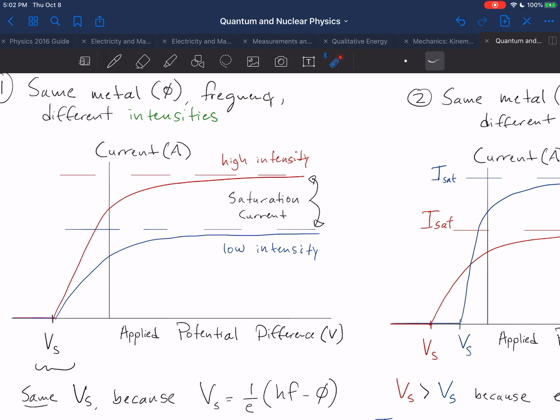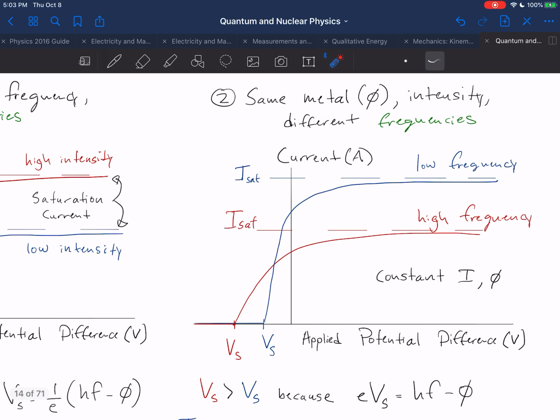And then finally, we should note that if you increase the intensity, you will increase the saturation current, that is, that maximum current. That's because at higher intensity, there's simply more photons ejecting electrons, and when all of those electrons are absorbed by the electrode, you reach the saturation current, so the maximum current is higher because more electrons have been ejected at constant frequency and for the same metal.